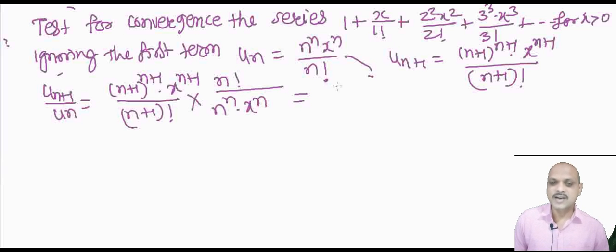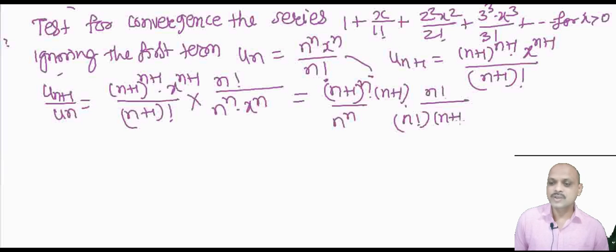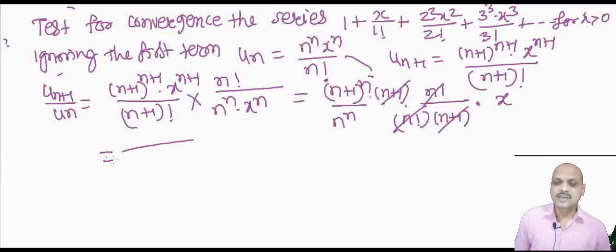Here we can write this as (n+1) raised to n into (n+1), and here n raised to n, x raised to (n+1), and here n factorial divided by n factorial into (n+1) into x raised to (n+1) divided by x raised to n, that will be x. Now you can see that n factorial gets cancelled, (n+1) gets cancelled, and we remain with this term, ((n+1) divided by n) whole raised to n into x, in the limiting case.